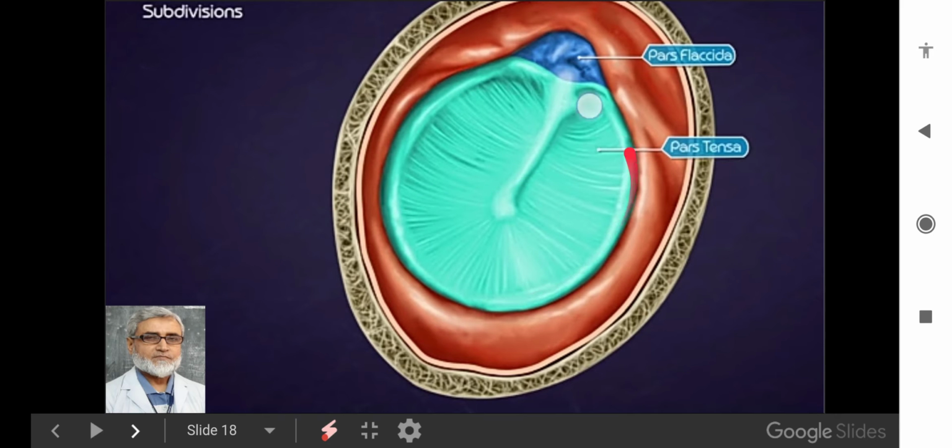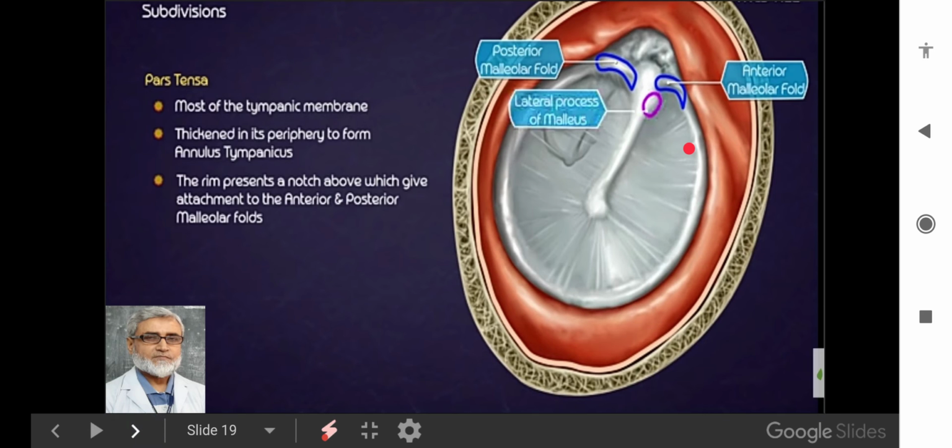This green area is the pars tensa, and the upper summit, see here, this cap-like area superiorly attached. The superior part of the small area is known as the pars flaccida, and the rest of this area is known as the pars tensa. So these are the different parts regarding the pars tensa.